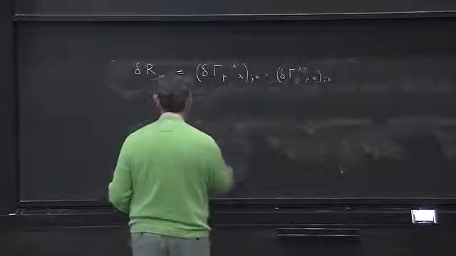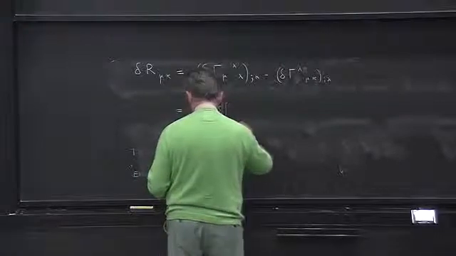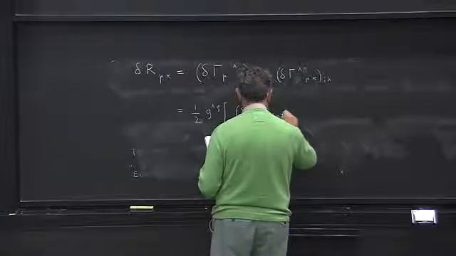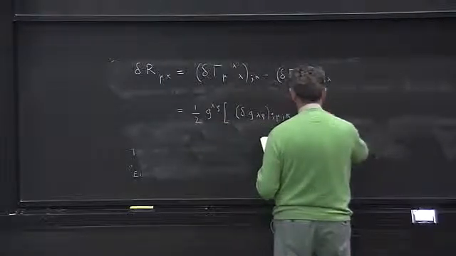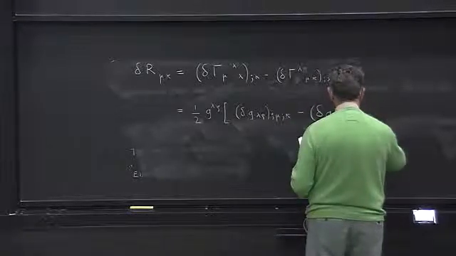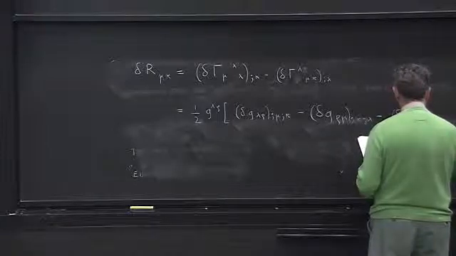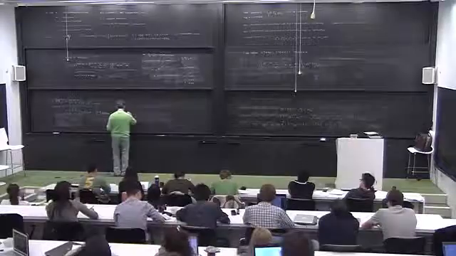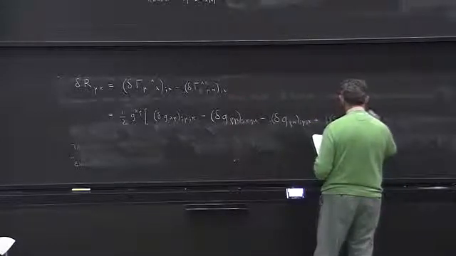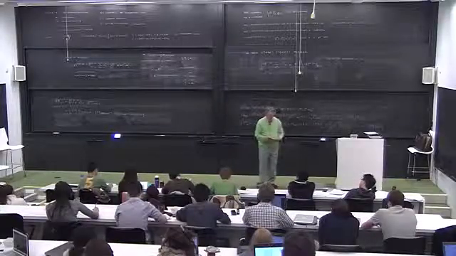Now we can rewrite that. We're getting to the answer we want now because we can rewrite that in terms of the metric: delta G lambda rho semicolon mu semicolon kappa minus delta G rho mu semicolon kappa semicolon lambda minus delta G rho kappa semicolon mu semicolon lambda plus delta G mu kappa semicolon rho semicolon lambda. So that's the hard part.